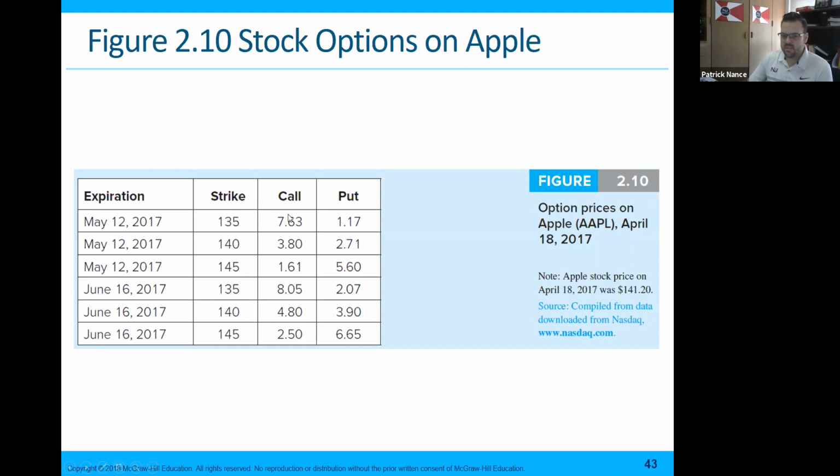So for example here, for $7.63, you can buy the right, and this is Apple, to buy Apple stock at $135, but you have to do it before May 12th, and this was on April 18th, so less than a month away. It's going to cost you $7.63 per share, and these are usually sold in 100 shares per unit, so $763. Or you can buy a put option, which means you can purchase the right to sell it for $135 for $1.17 per share.